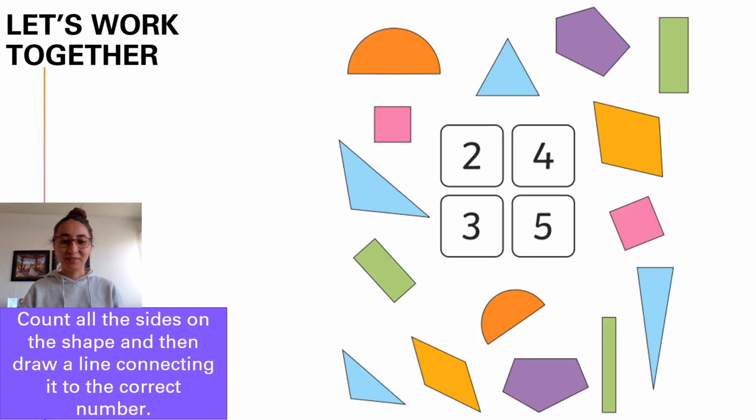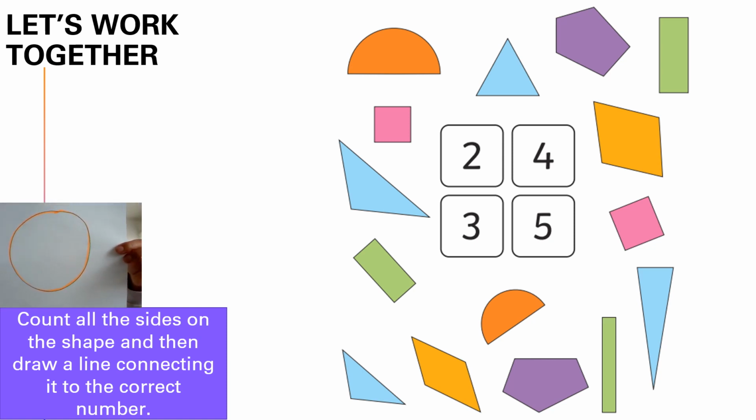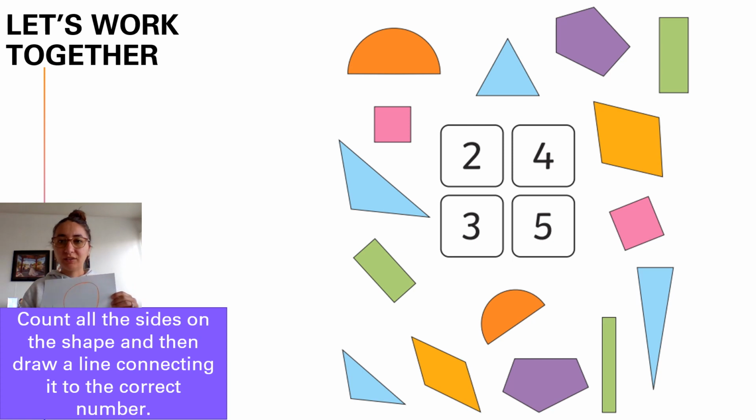Now let's work together. Before we start, I've got a few pictures of some 2D shapes. Here we've got the circle. It's nice and easy. When we look at the circle, we can see that there's one continuous curved side. So it's not that it doesn't have any sides, it has one curved continuous side. I'm going to highlight this to show you what I mean. I'll use my highlighter and go over the curved side. So here it is in orange. So the circle has one curved side.